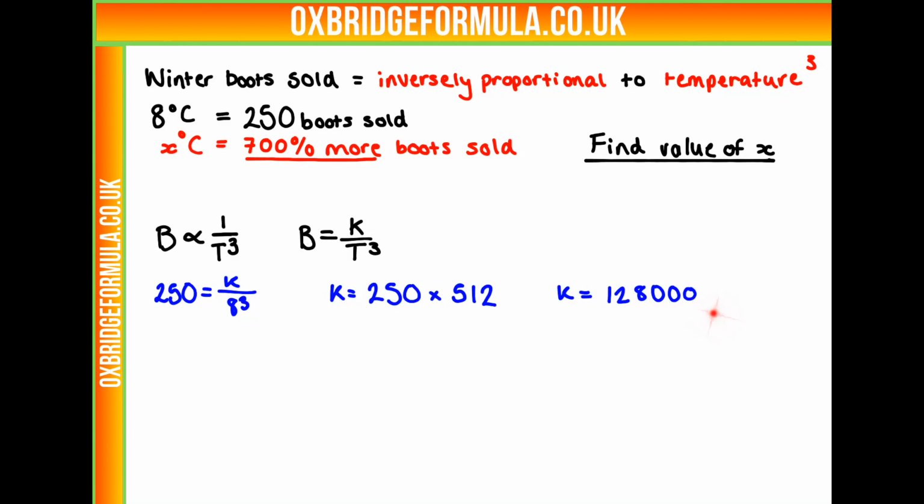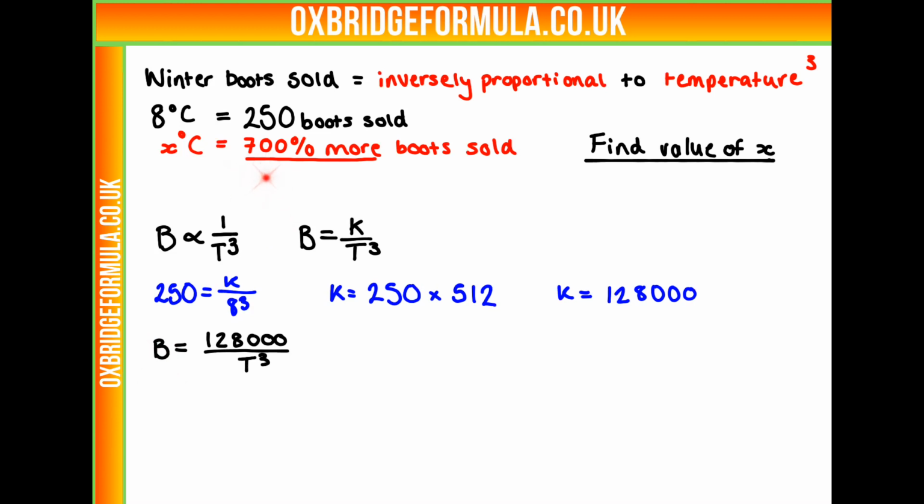So now we have our equation, we can substitute in our K. So B equals 128,000 over T cubed. Now we can work out what our X is going to be. That's going to be our T value down here. But what is our B going to be?